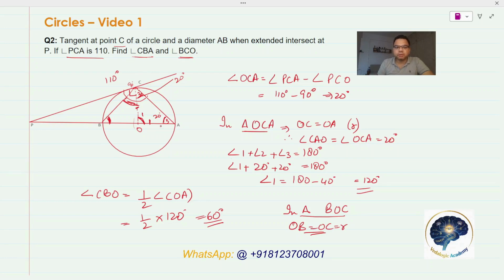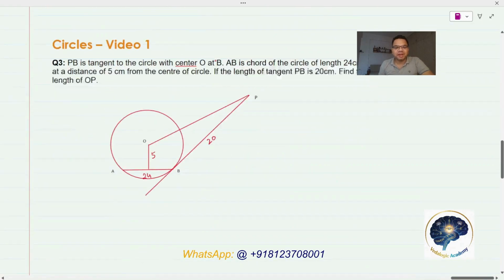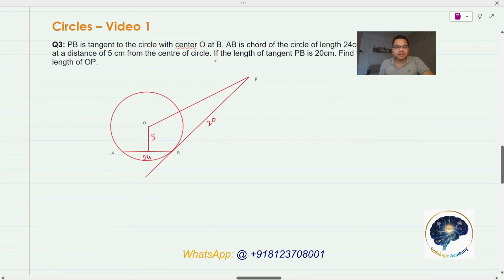CBA is nothing but CBO only. And BCO, we have found out just now both angles are equal and 60 degrees. Hope you understood. It's an easy question. Okay, so coming to the third question here.